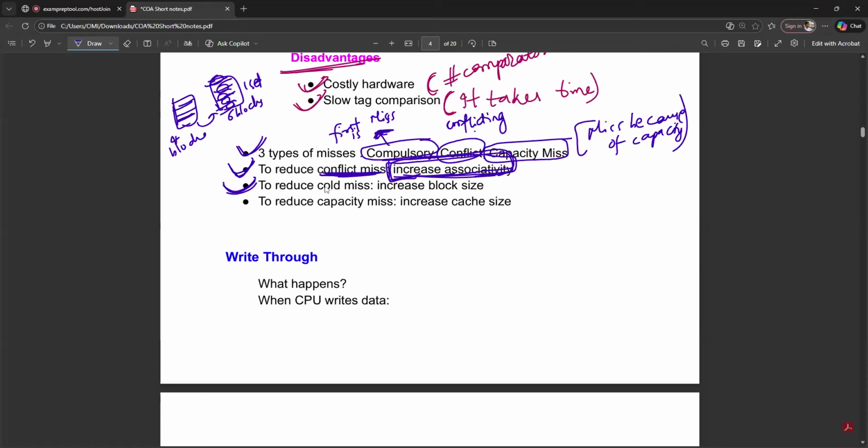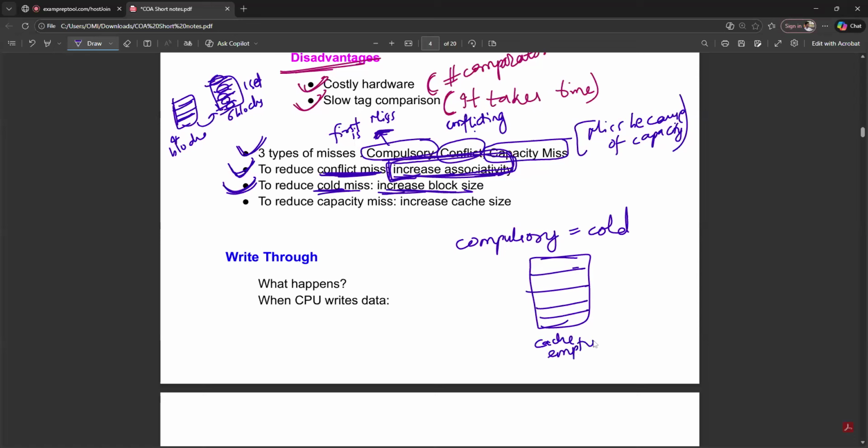Now the next point is to reduce the cold misses. What are cold misses? Compulsory misses, another name is cold misses. You have to increase the block size. So if you increase the block size, what does it mean? Let's say initially your cache is empty.